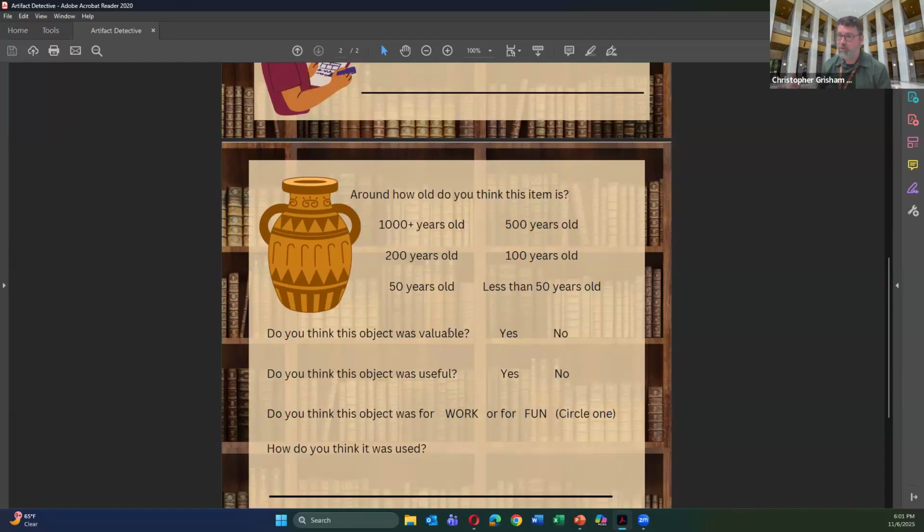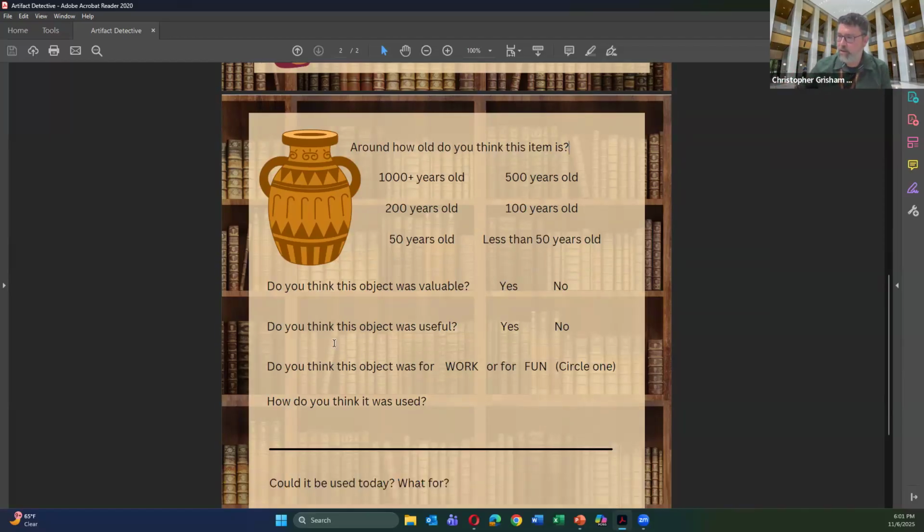So is it something that was just useful, and that made it valuable, or is it valuable intrinsically? It has a value. And then, leading into that, was it useful? Do you think this is something that was used a lot? Do you think it was something that was used rarely? Do you think it was something that lots of people needed to have, or something you only needed if you had a specific job? Was it a tool that is specific to a certain craftsman or something like that?